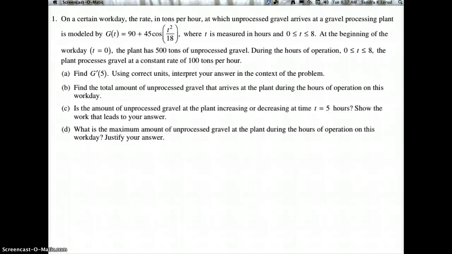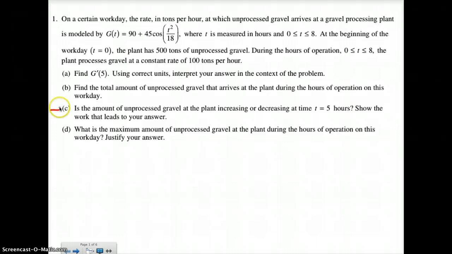This was number 1 on the 2013 free response. I would say that this was probably the hardest one just because of Part C and Part D when we get there, that you kind of have to define your own function for the amount of unprocessed gravel, so that one was a little tricky.